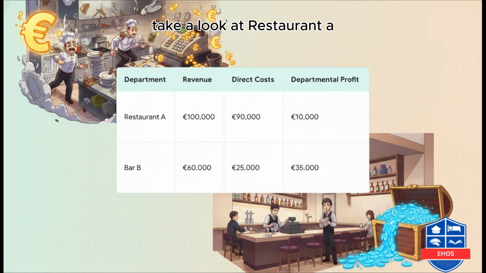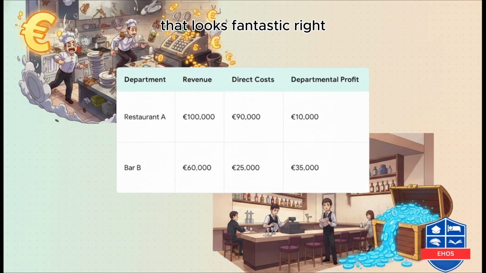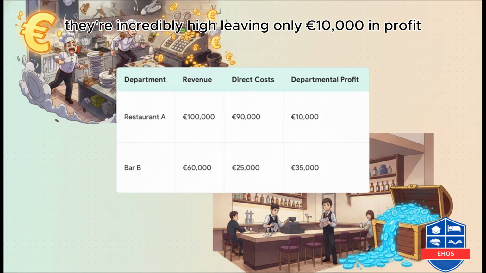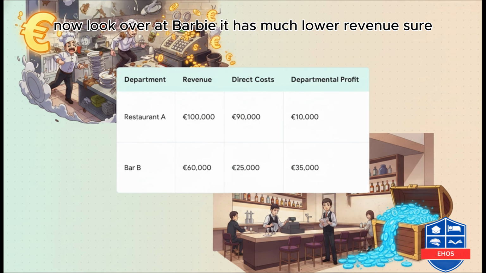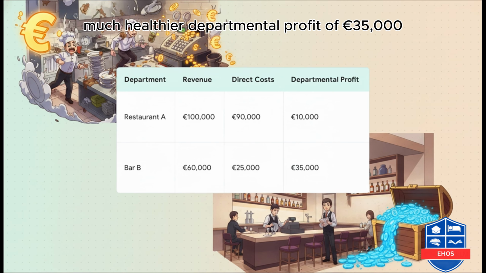Take a look at Restaurant A. Wow, it's bringing in a massive 100,000 euros in revenue. That looks fantastic, right? But hold on a second. Look at its costs. They're incredibly high, leaving only 10,000 euros in profit. Now look over at Bar B. It has much lower revenue, sure, but it's way more efficient. Its costs are under control, and it's delivering a much healthier departmental profit of 35,000 euros.